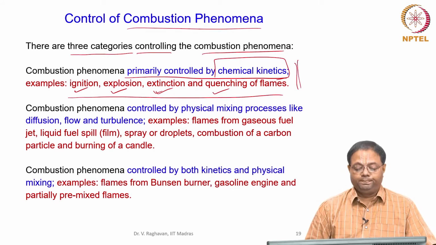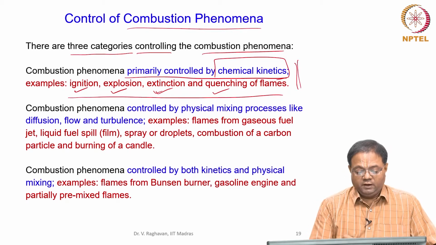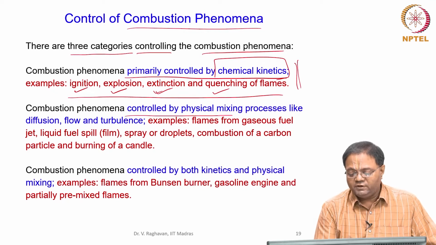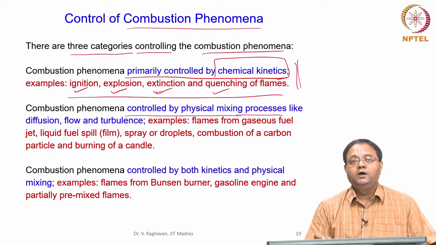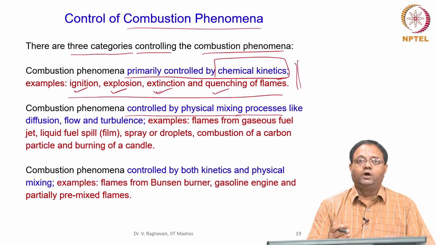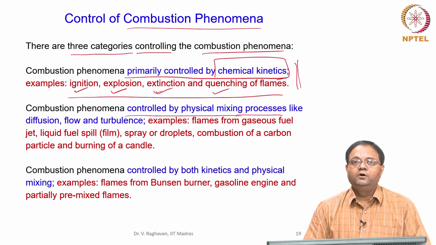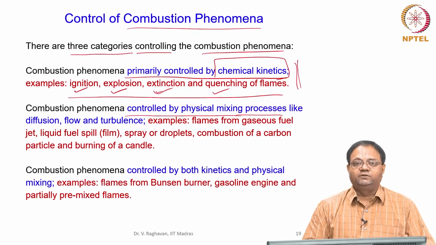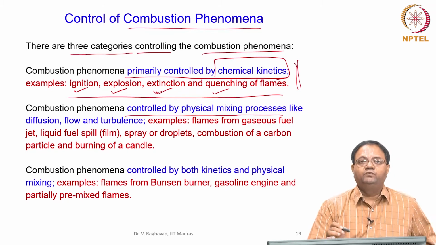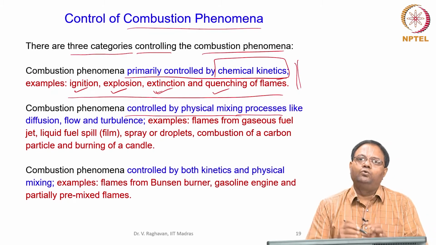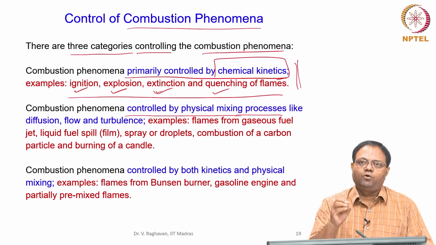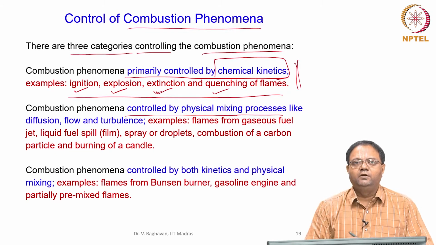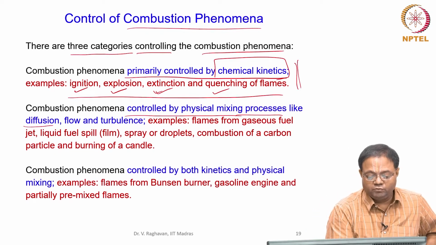The second one is the combustion phenomena controlled by physical mixing processes. How the reactant species like fuel and oxidizer are mixed, and how they are supplied first of all. Whether the supply is very slow in nature, for example, a very slow velocity at which the reactants are coming in, so that the diffusion process is going to control that.